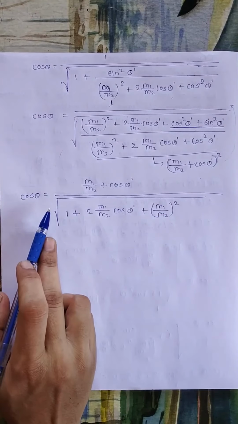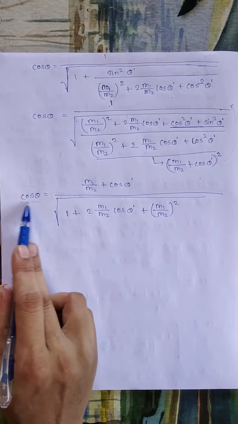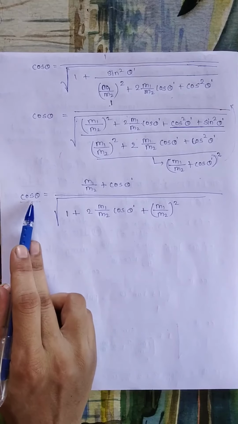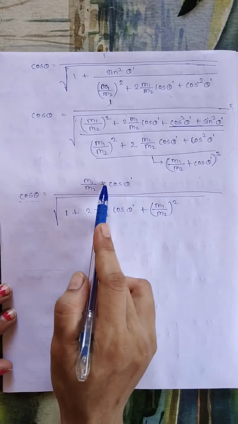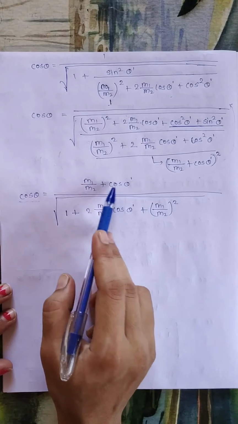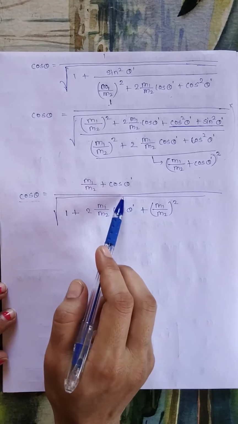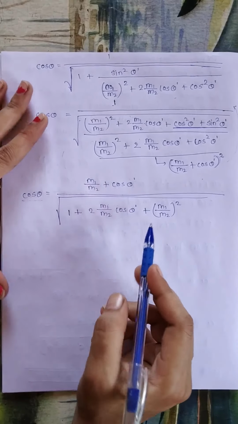Now in equation 31 we have to find the derivative of this cos theta. So this is a complicated derivative, the derivative of an equation which is in the form of a ratio. So there is a specific formula that we are going to use.